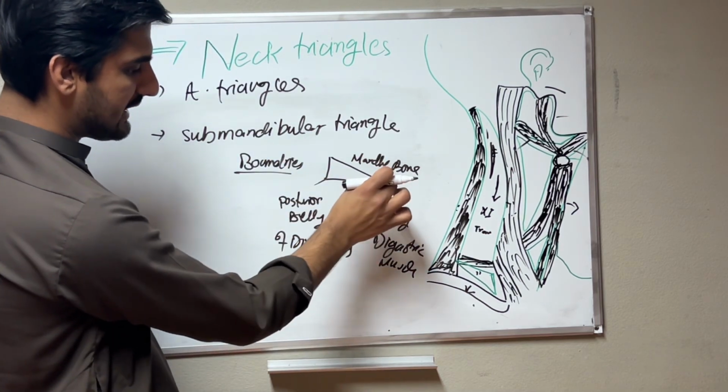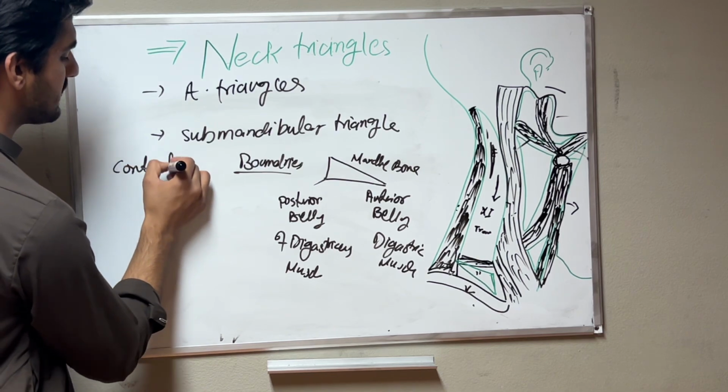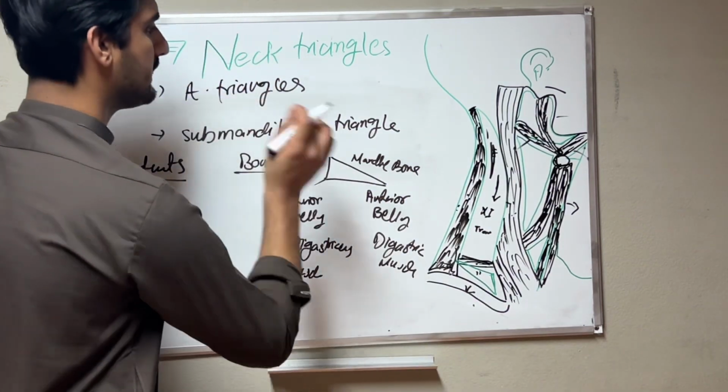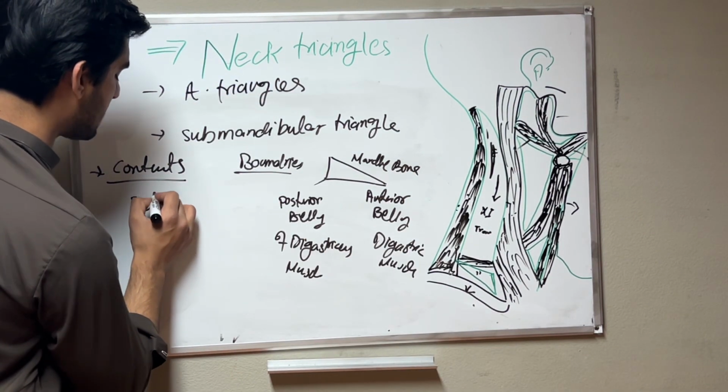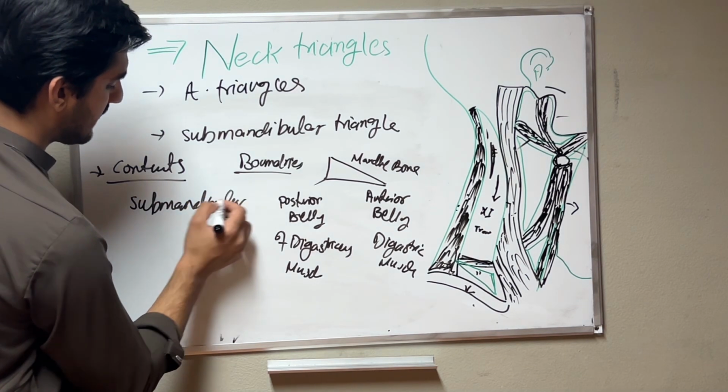This is the submandibular triangle. We talked about the boundaries already. Now we're going to discuss the contents of this triangle: which vessels and elements are located here. First, here we have the submandibular gland, because this is the submandibular area.